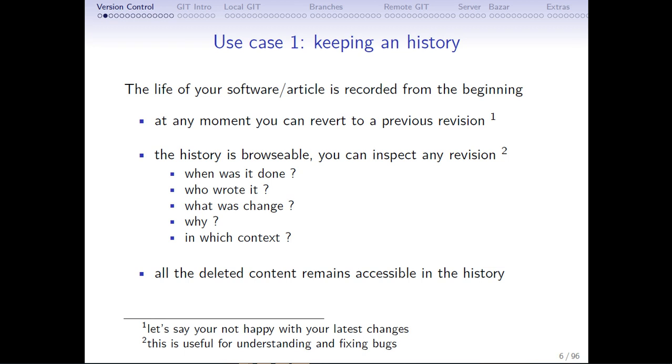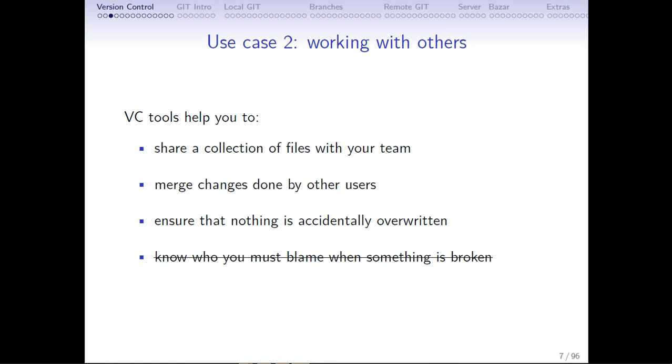All the deleted content remains accessible in the history. So keeping in history all the records, that's the reason we are using a version control tool. So we see, right, version control: share a collection of files with your team. Why? Merging changes done by other users, and ensuring that nothing is accidentally overwritten.